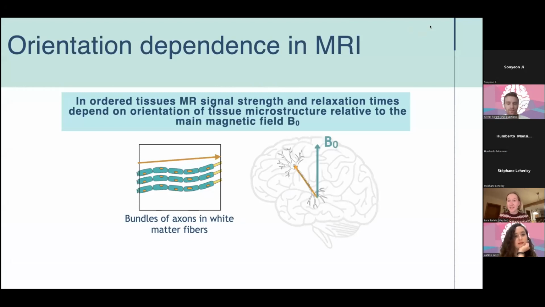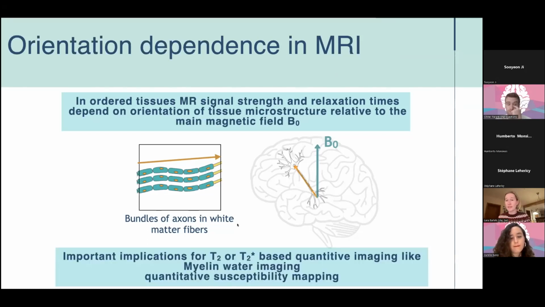First of all, what is orientation dependence in MRI? It refers to the fact that in ordered tissues, the signal strengths as well as the relaxation time actually depend on the orientation of tissue microstructure relative to the main magnetic field B0. Orientation of tissue microstructure, in the example of white matter, just refers to the local direction of a bundle of axons in a white matter fiber.